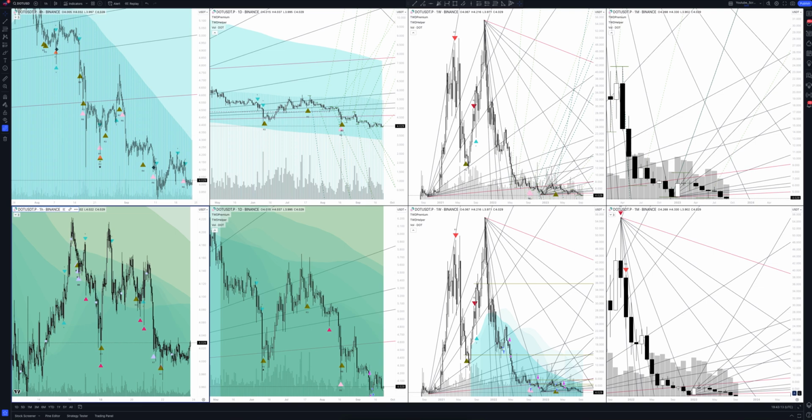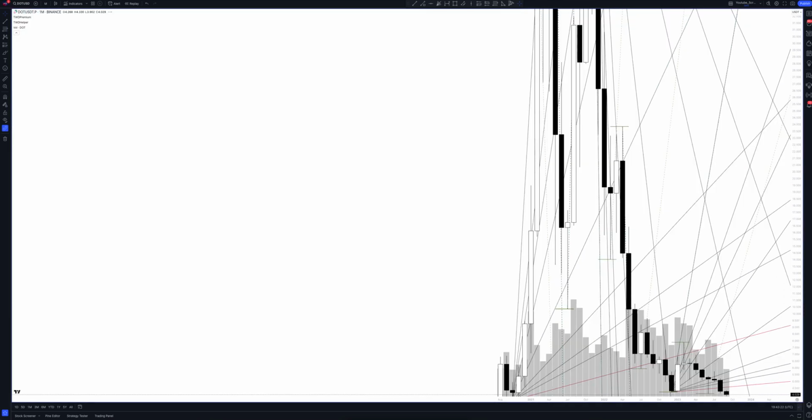Today we will take a look at Polkadot cryptocurrency. Let's analyze the market situation and find out how you can make money on it. Let's start. We always start our analysis from the global market.